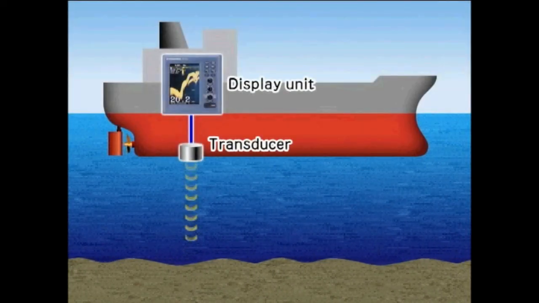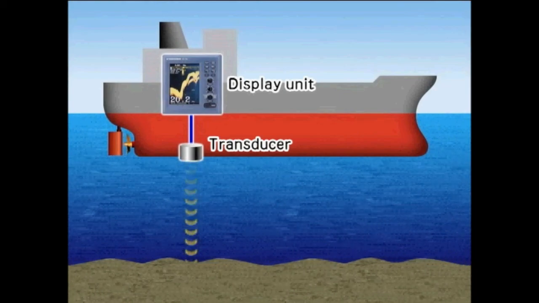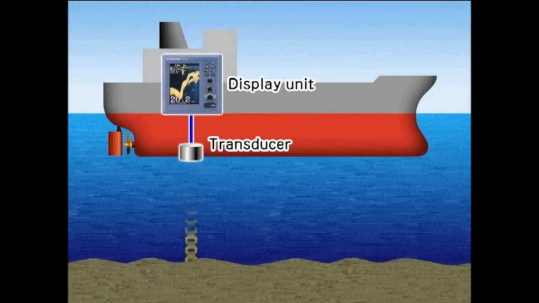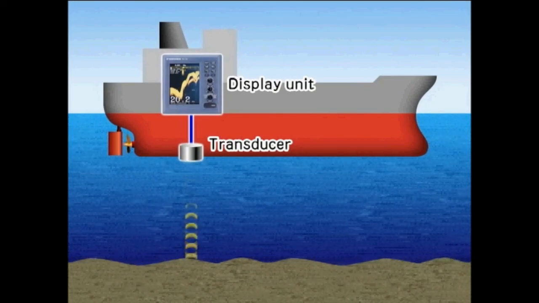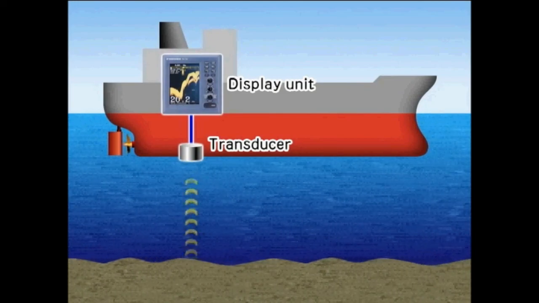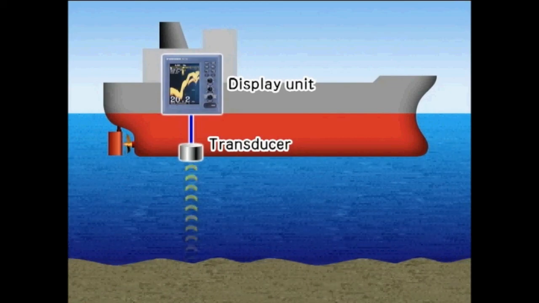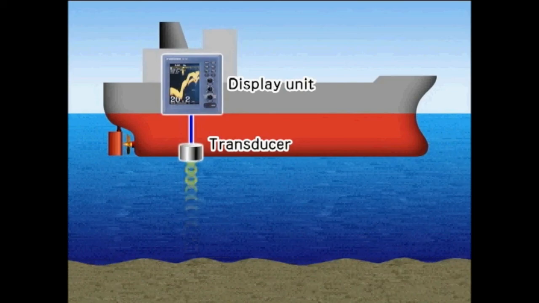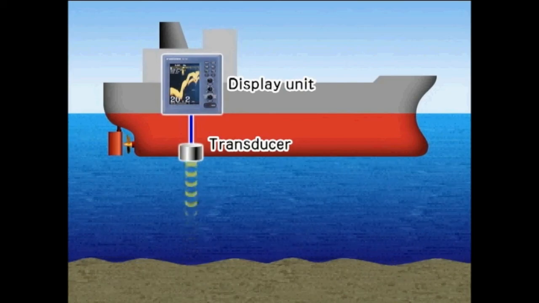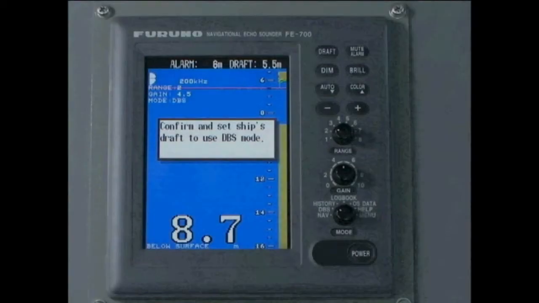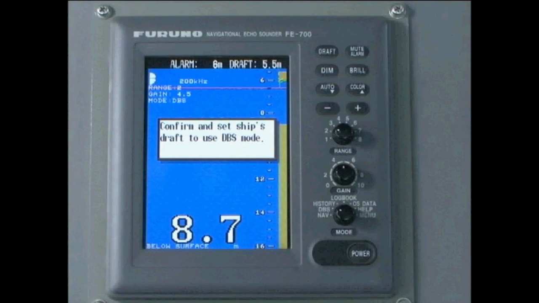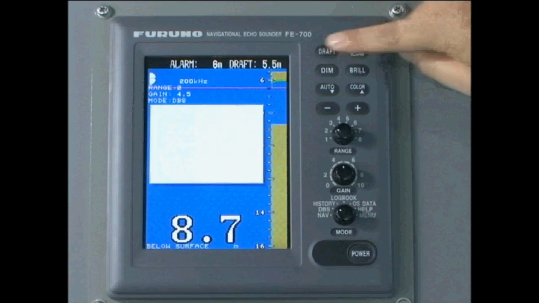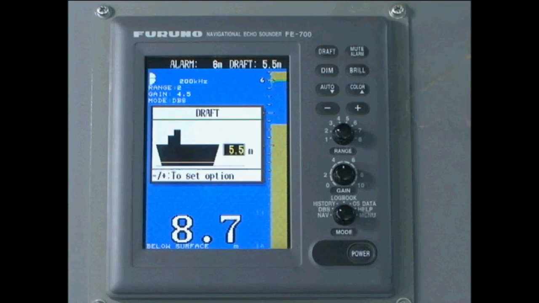The speed of sound in seawater is about 1,500 meters per second. The echo sounder determines water depth by measuring the time taken for a transmitted sound wave to travel to the seabed and return. It's possible to measure depths of up to 200 meters or so using an echo sounder while underway. The operating panel can accommodate settings such as ship's draft value input, measurement range, and sensitivity.